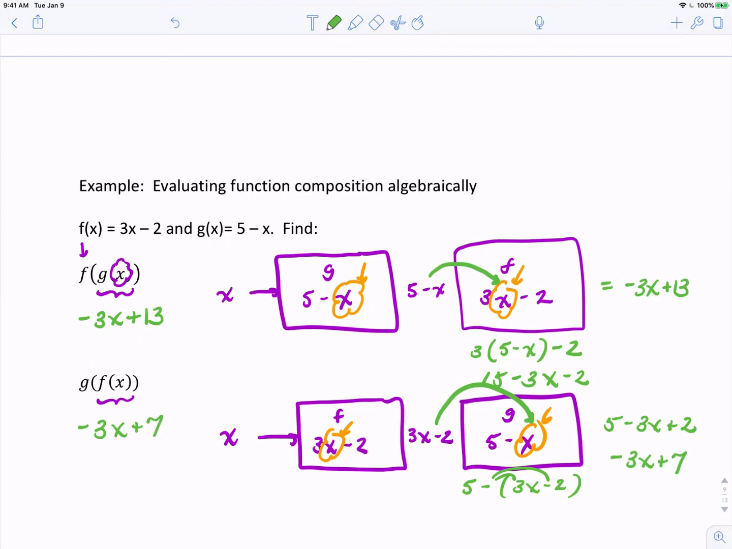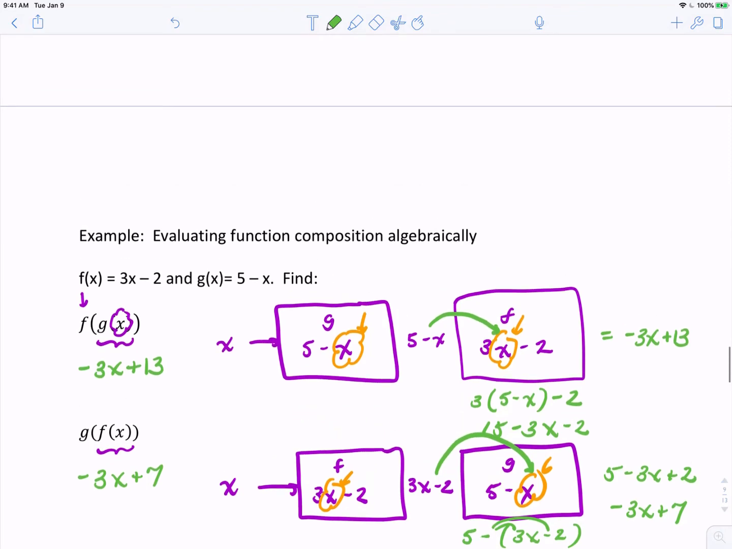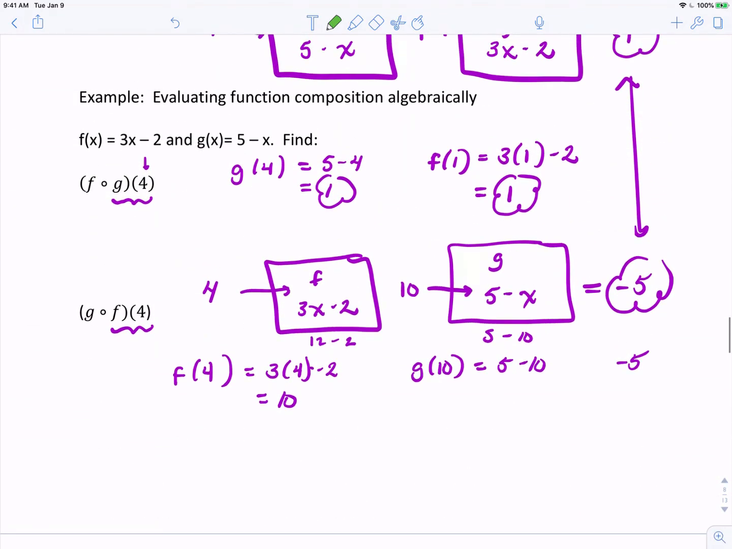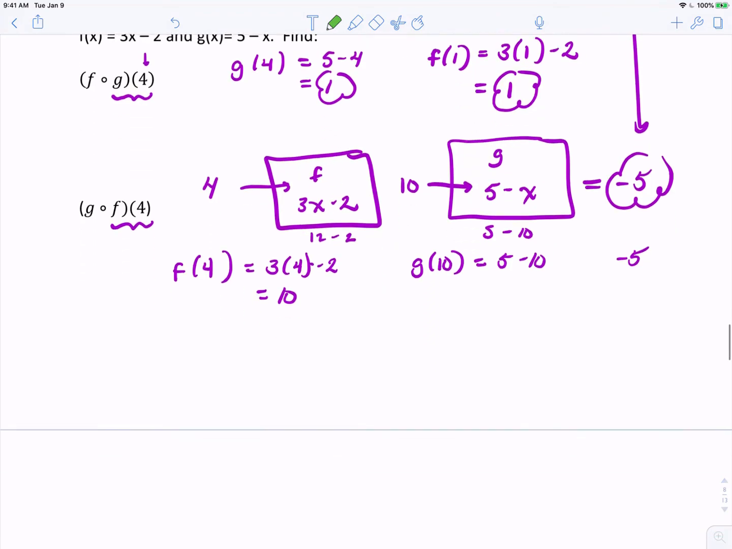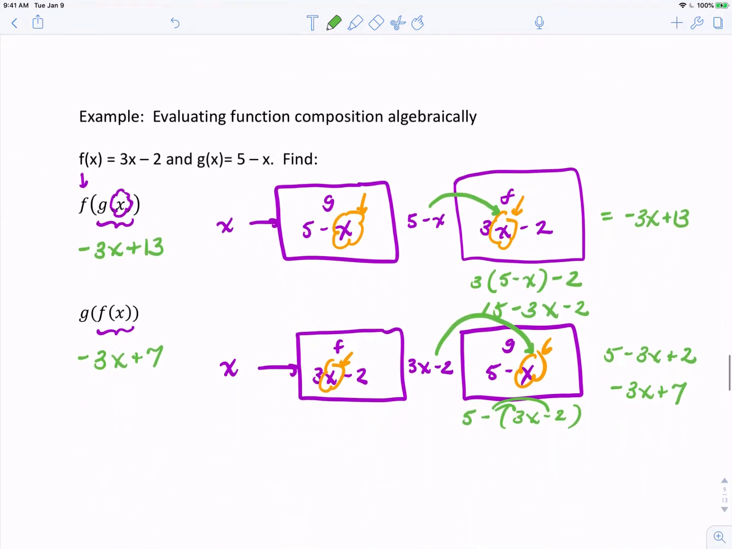In function composition, you can either write it with dots or parentheses. What's really important is that you know which function to apply first. And then once you apply the functions, you get your final answer. If your input is a number, your output is going to be a number. If your input is a variable, your output is going to be a variable.